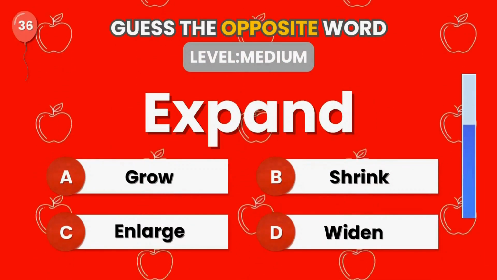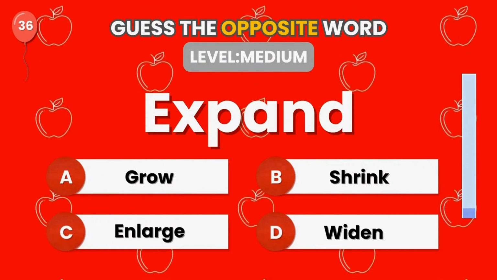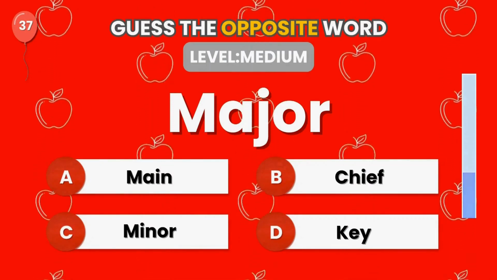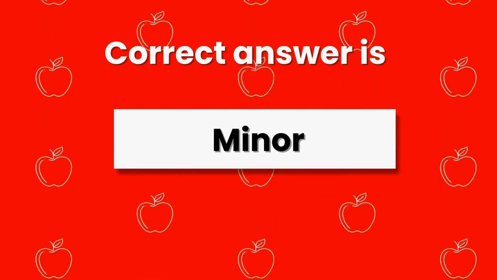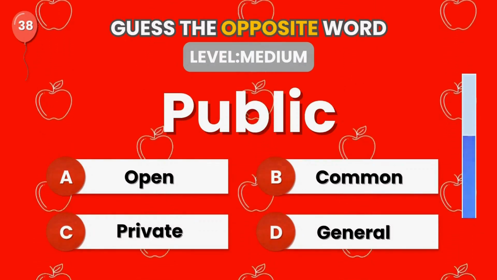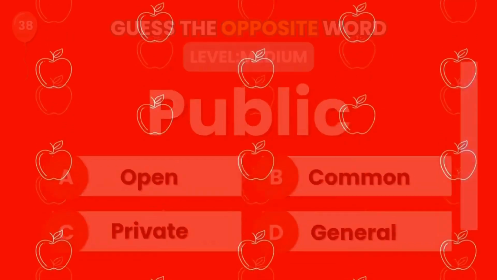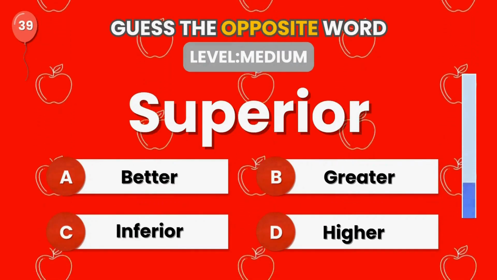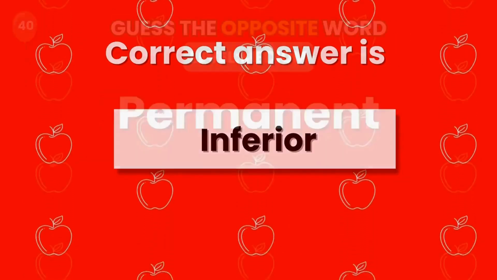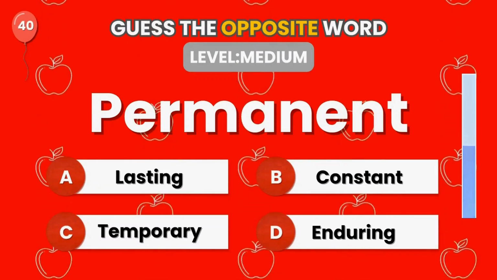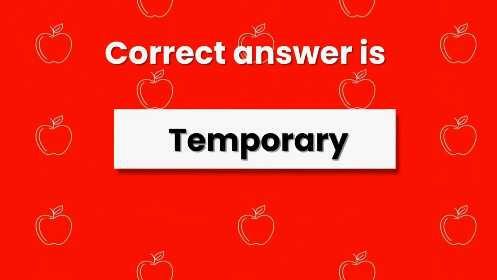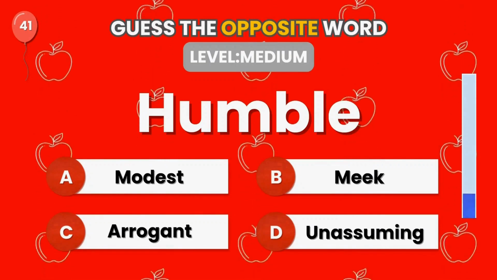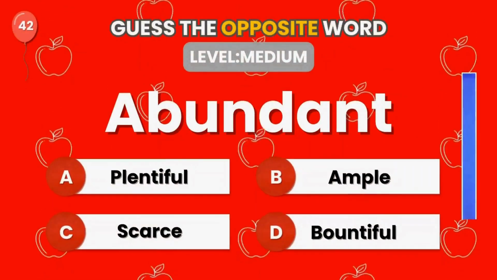The opposite of expand? Shrink. What's opposite of major? Minor. Opposite word for public? Private. Opposite of superior? Inferior. What is the opposite of permanent? Temporary. Opposite word for humble? Arrogant.